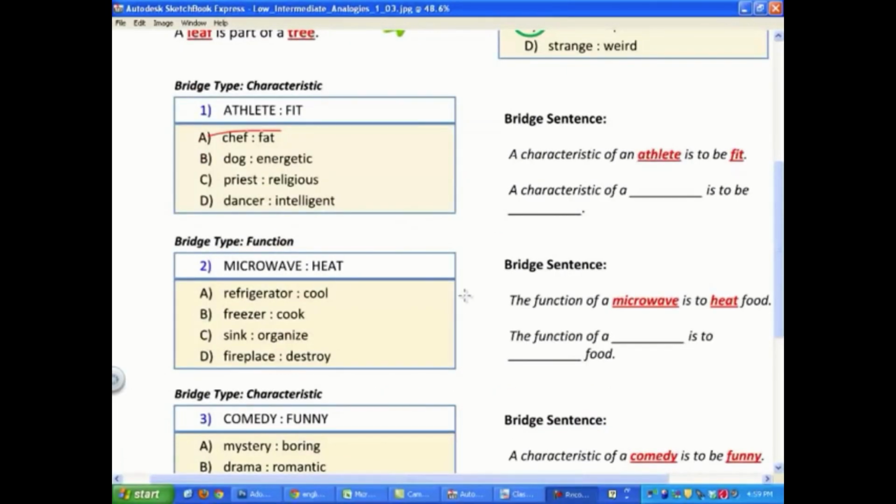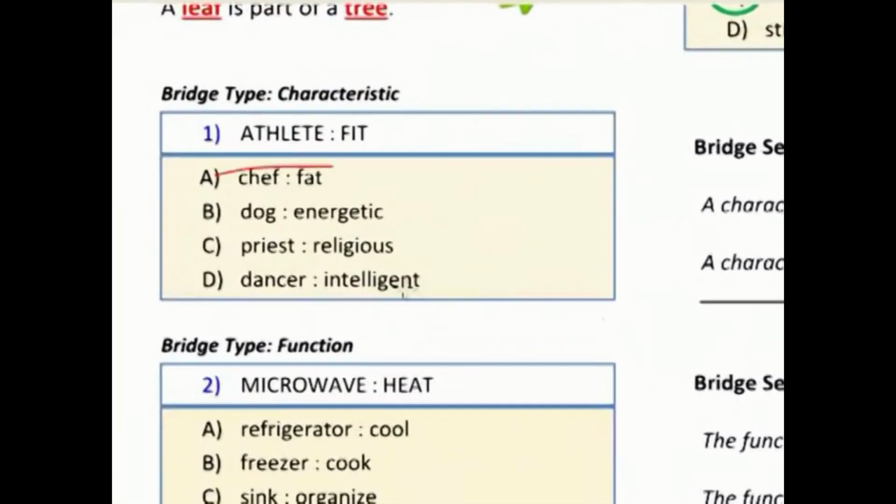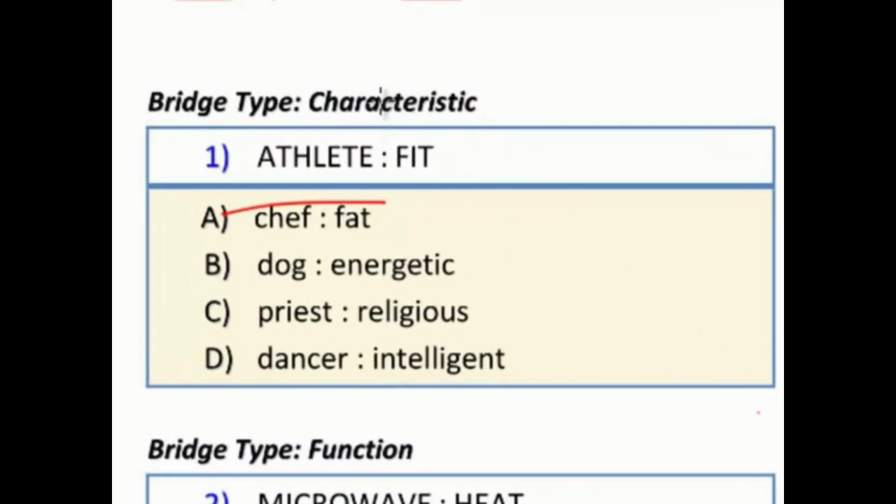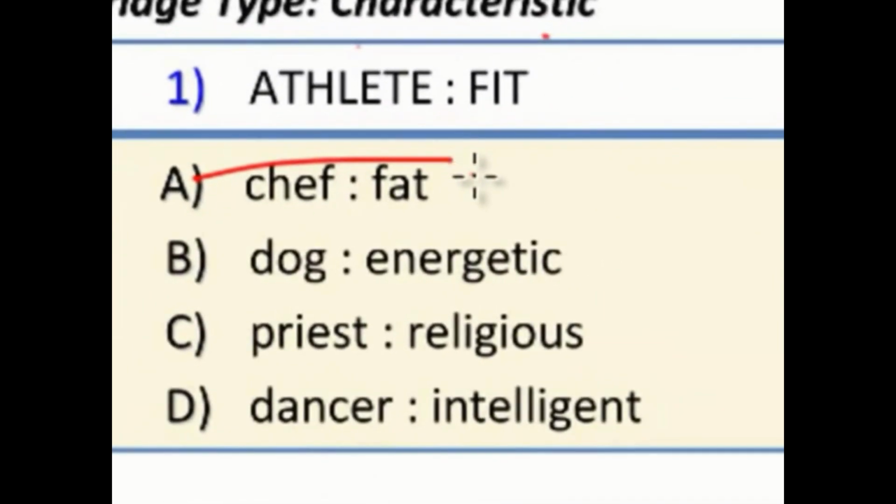So for this exercise, we're going to look at an analogy and complete the second half by forming bridges between the words. In this first example, I see that athlete is to fit as what is to what. We've got 4 options, and the bridge type is characteristic. So what that means is a characteristic of an athlete is to be fit. We're going to go through each of these 4 right now.